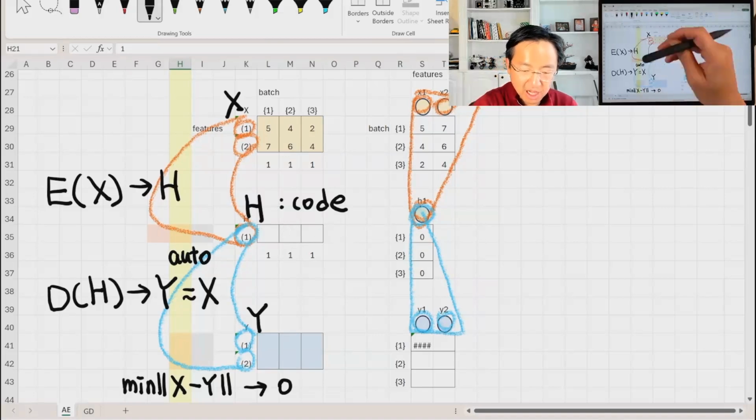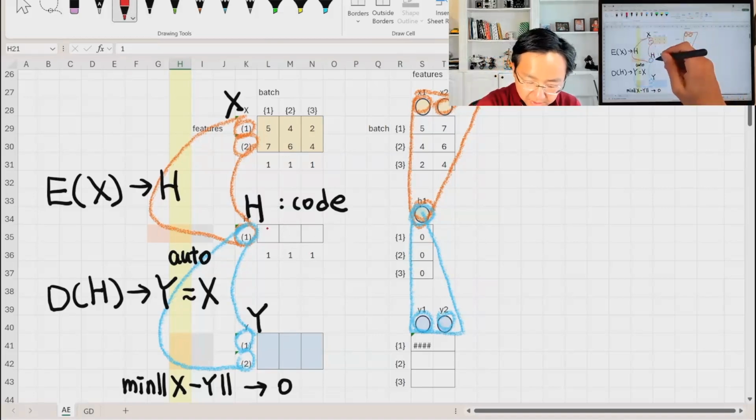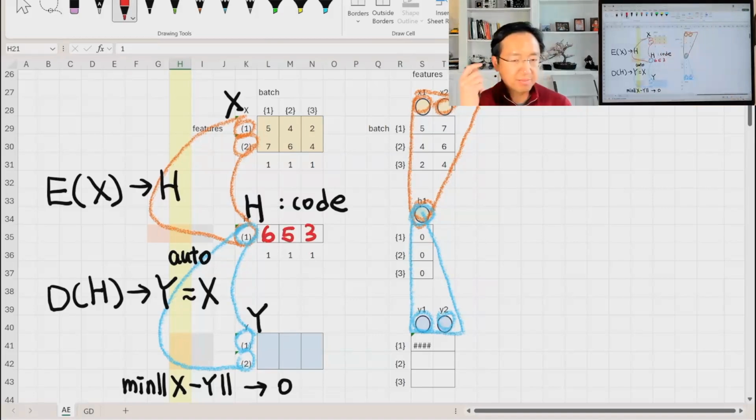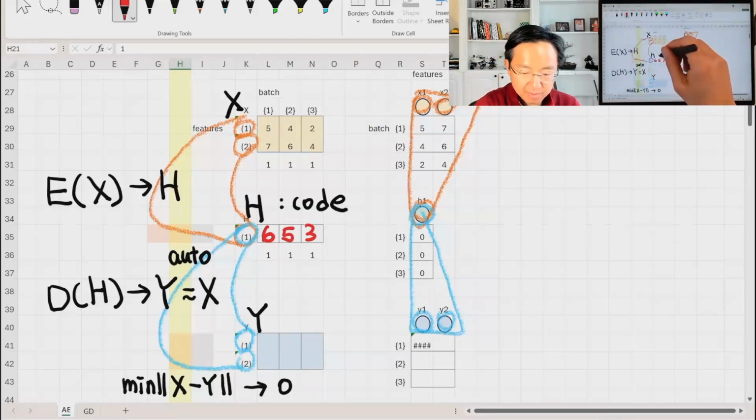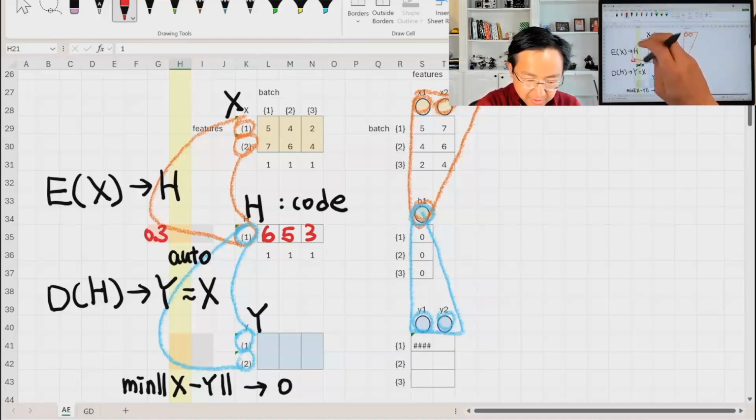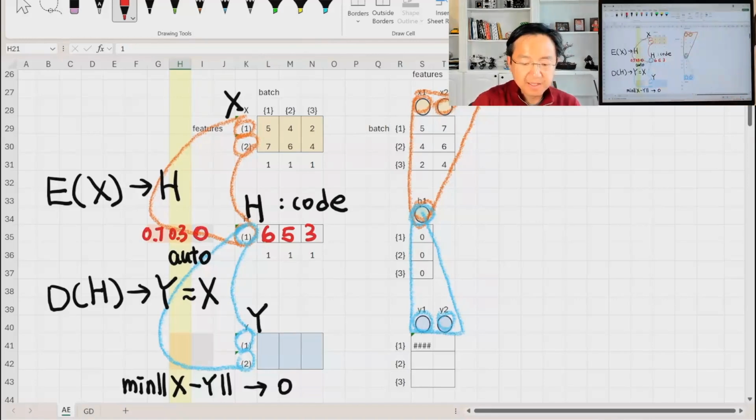Let me use a different color, so it's more distinguishable. So my code is going to be 6, 5, 3, and now suppose a machine is trying to learn this. What will be the encoder for me to produce 653? Maybe it will be something like 0, 0.7, 0, 0.3, and maybe no bias. And how do I know whether it's good? Maybe I can use some kind of decoder, 0, 0.7 and 0, 0.8.